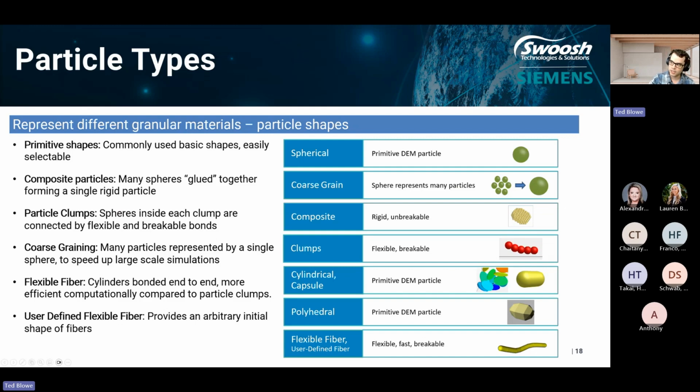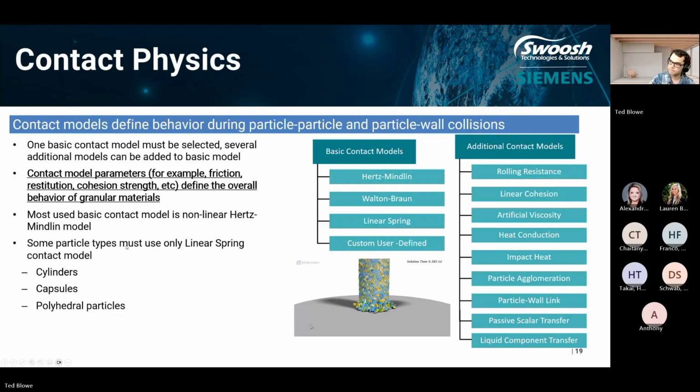Okay, so there are many different particle types. And the other aspect that separates DEM from the Lagrangian multiphase is the ability to model particle collisions with themselves and with the wall. There are two types of contact families. There's the basic contact models and then the additional contact models. For your simulation, you are required to select one basic contact model, and then the additional contact models can be layered onto the basic model that you select, depending on your problem.